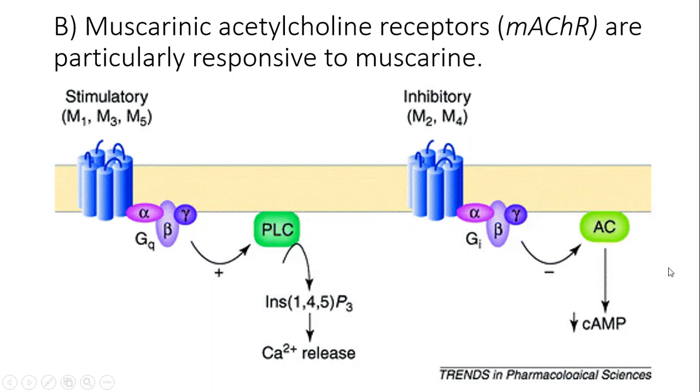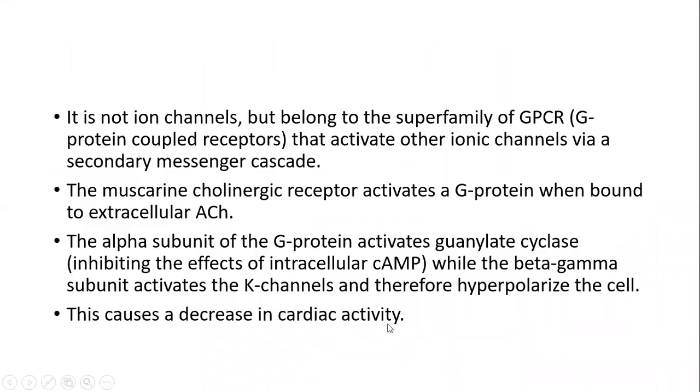If it is inhibitory, then the GPCR which gets excited is Gi for the inhibitory, which is going to inhibit the adenylate cyclase enzyme. Okay, and then the concentration of cAMP is going to describe whether it is inhibitory or stimulatory. Now, it is not the ion channels but belongs to the superfamily of GPCR which activate the other ionic channels via secondary messenger cascade.